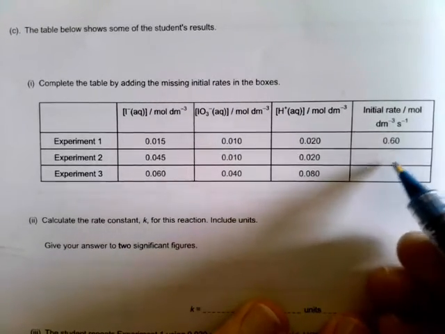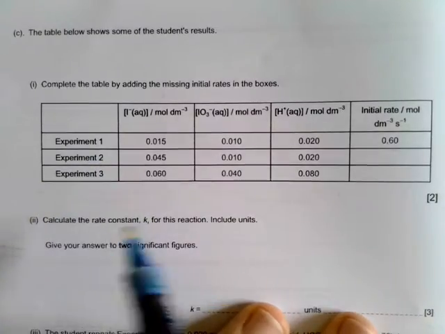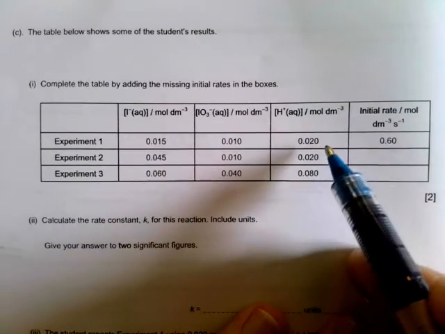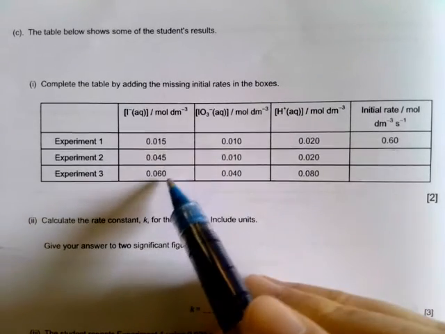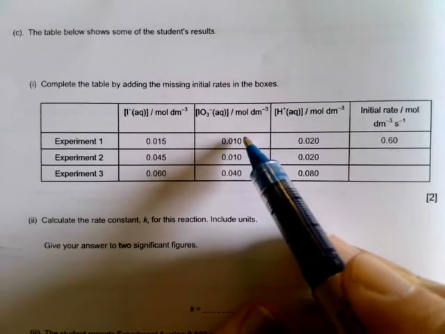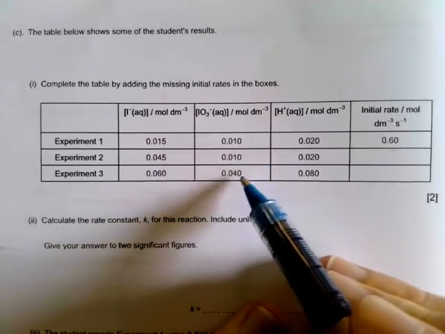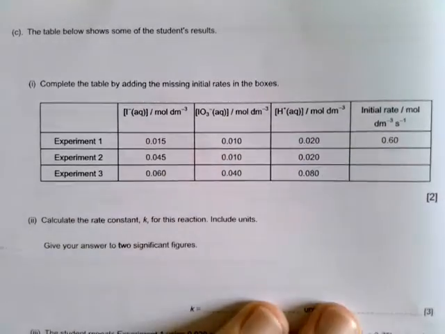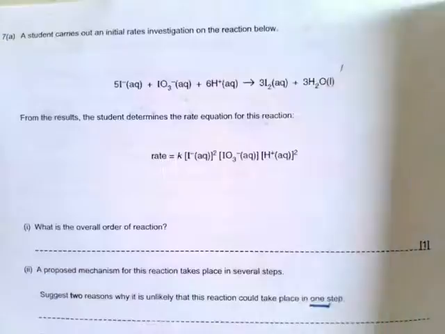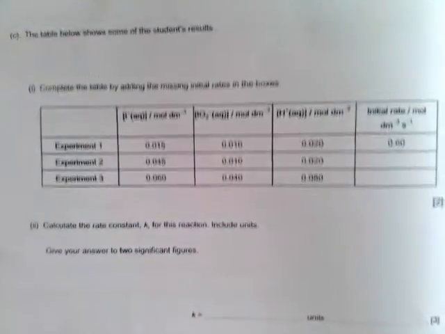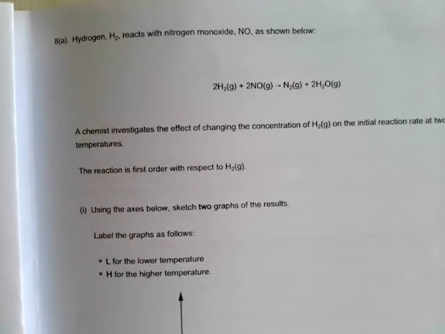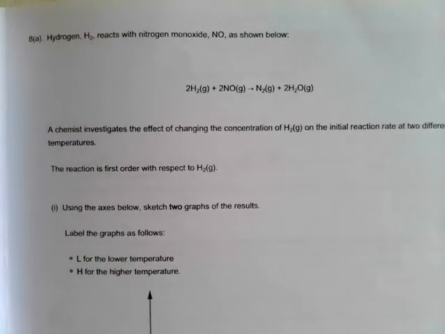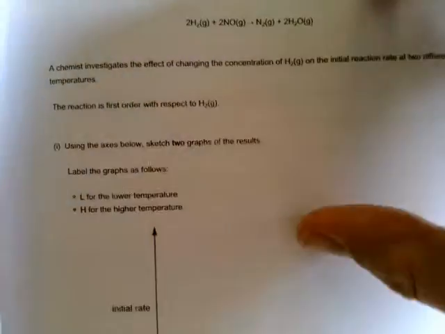Most people are able to get this first one by comparing experiments 1 and 2. And then you'll get the third one. I think it's easiest to compare experiments 1 and 3. So look, here it's multiplying by 4. Here it's multiplying by 4. And here it's multiplying by 4. And you know the orders because you're given the orders in the rate equation. You don't need to do this question. Then if we move on, that's straightforward as well.